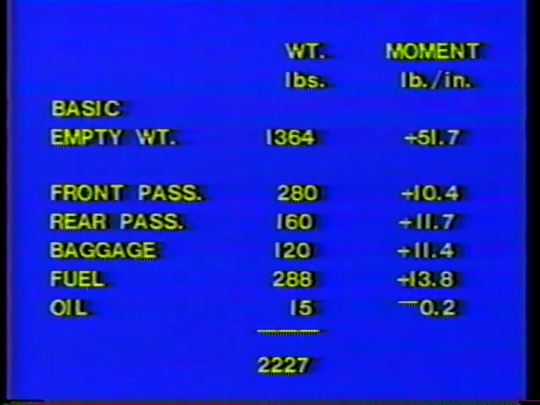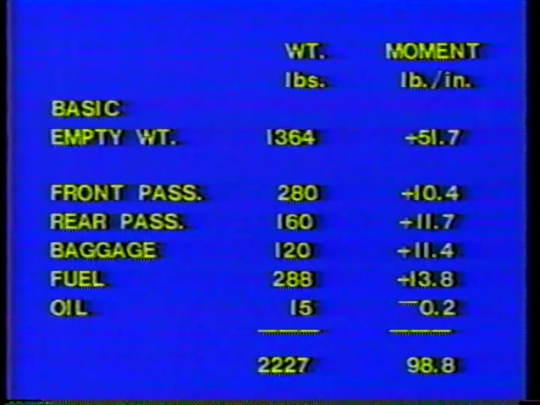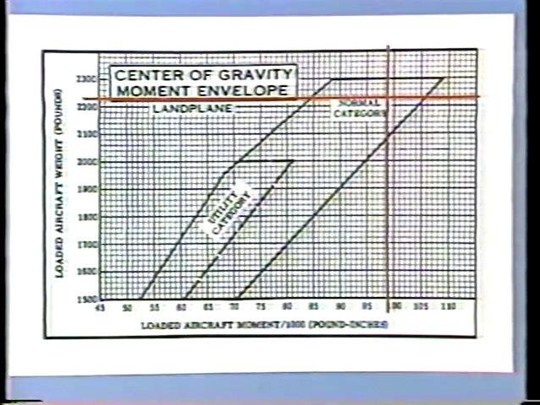Now total the weight. It should add up to 2,227 pounds. The total moment index is 98.8. Remember, the oil's moment is -0.2, so you subtract it. Once the worksheet has been completed, we're ready for the final step. For this, we need to refer to the center of gravity moment envelope. Our combination of total weight and moment should fall somewhere inside the design envelope.